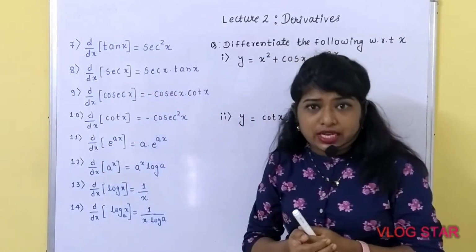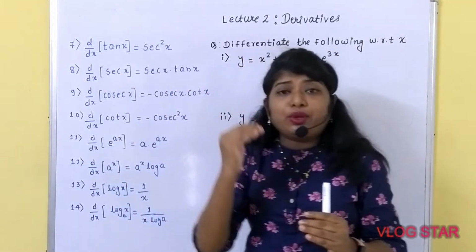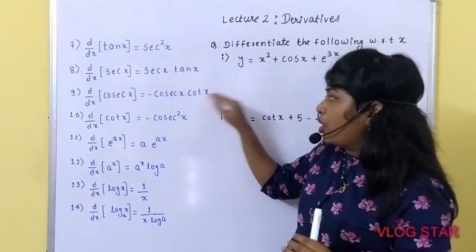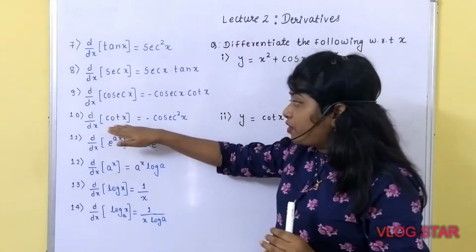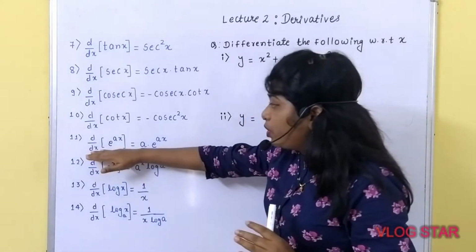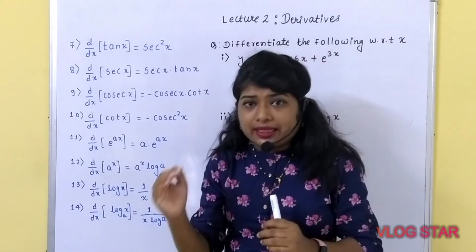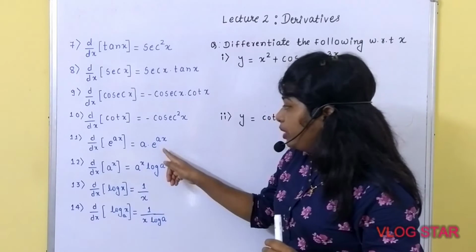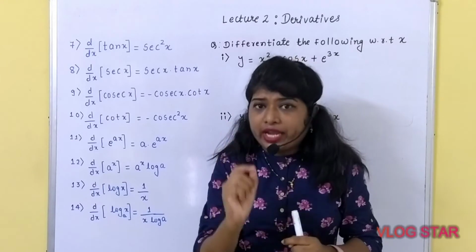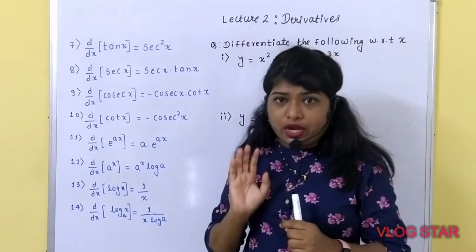The third derivatives is cosec x. Derivatives of cosec x with respect to x is equal to minus cosec x into cot x. Okay, the derivatives of cot x is given by minus cosec square x. How you are going to find out the derivatives of e raised to ax? E raised to ax is nothing but equal to a into e raised to ax. Next is, if you need to calculate derivatives of a raised to x, which is given by the formula a raised to x into log a.